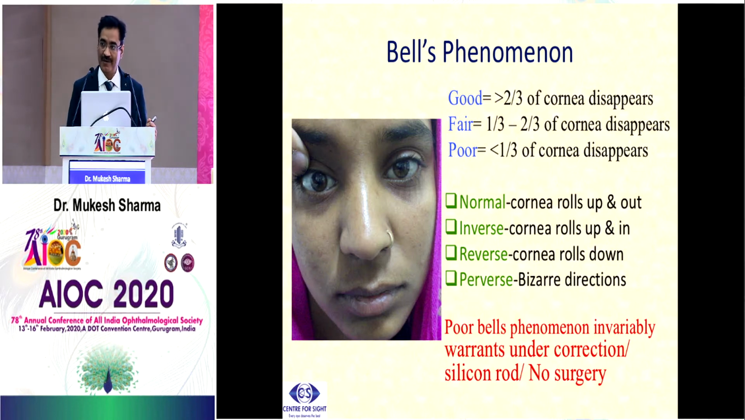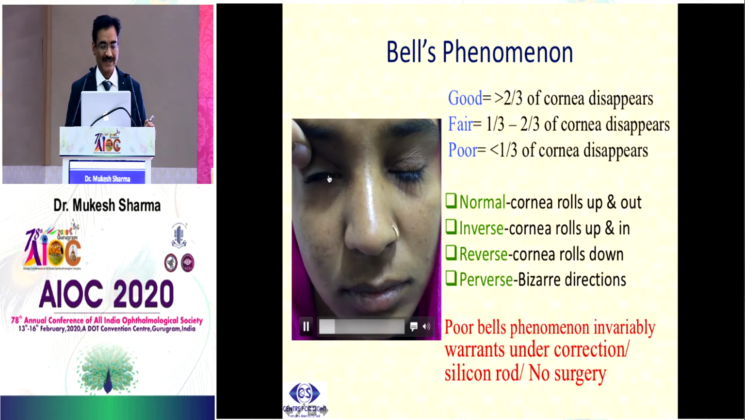So this is a normal phenomenon. Sometimes you check Bell's before surgery, it is normal. Eyeball goes up and out, but after surgery, temporarily, say 1 or 2 weeks, it becomes reverse, and after 2 weeks or so, again it becomes normal. Poor Bell's phenomenon is considered a classical contraindication for any ptosis surgery. Nowadays, with the advent of silicone rod, we can do a ptosis surgery with planned undercorrection and obviously checking cornea in post-operative days. So this is how Bell's is checked.